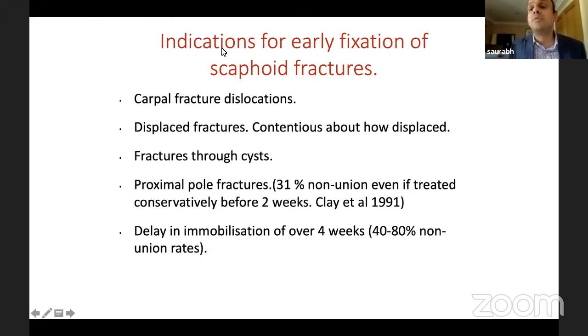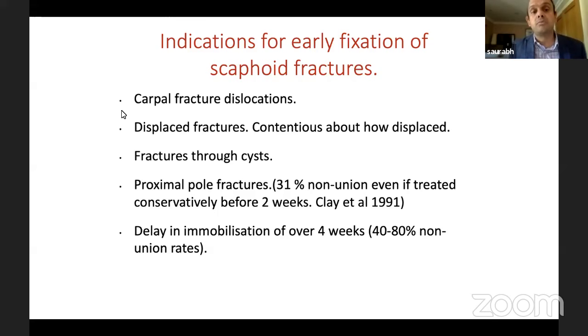So this is one question you'll be asked in the exam. So if you remember Herbert classification, so carpal fracture dislocations, this is your transcaphoid perilunates, Herbert B4, all of them need to be done. Displaced fractures. Displaced means your Herbert B2 waist, but if it's displaced.